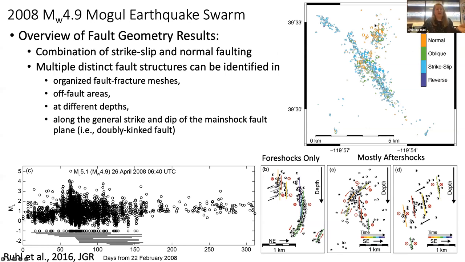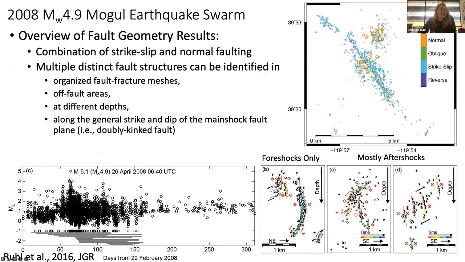I calculated over 1,000 focal mechanisms. Here, the blues show strike slip, and the oranges show normal faulting. You can see that this individual sequence has a significant amount of normal faulting in it, and oblique faulting is green, so some are in between. This is very common for the Walker Lane. We often get these transtensional sequences that have a normal fault plane combined with a strike slip one. So that's the overview.